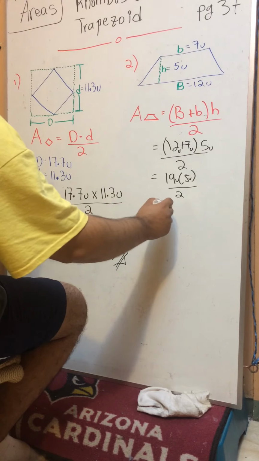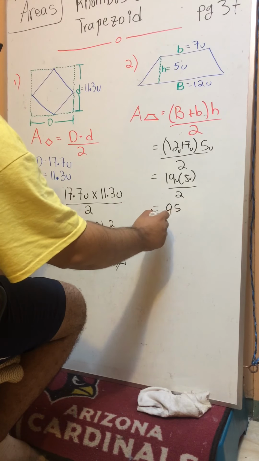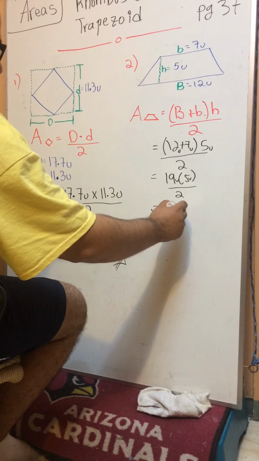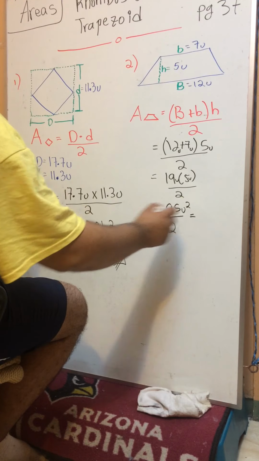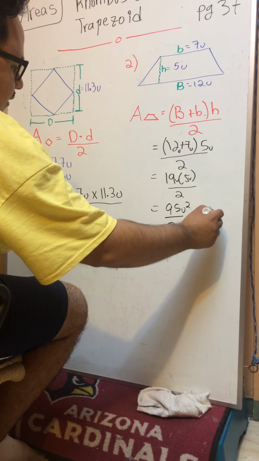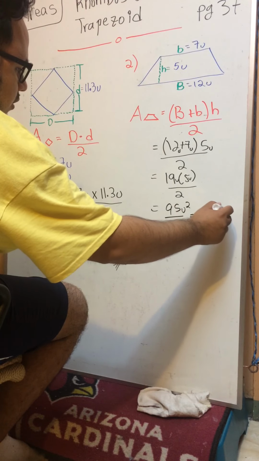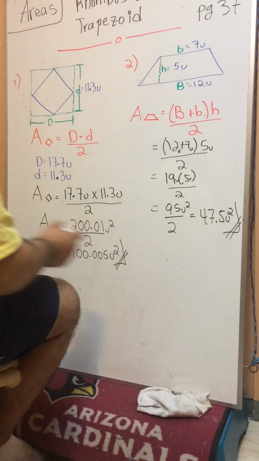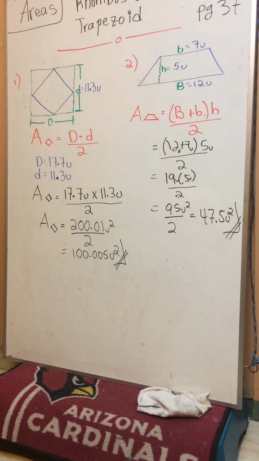So we have that it's 95 divided by 2 units squared. And the answer would be 47.5 units squared. And that's the answer to the area of our trapezoid. What we have to remember here is that when we apply the formula, we always have to remember the units because we're talking about areas. And in the trapezoid, we have a bigger base, a smaller base, and a height.